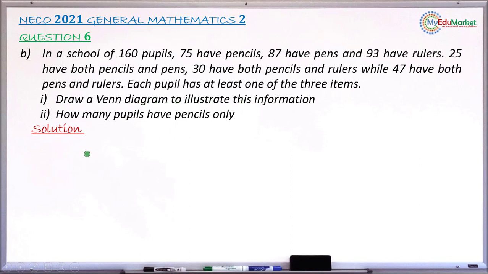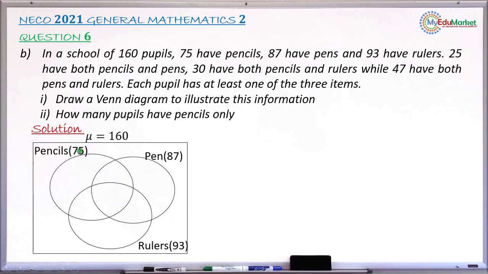So now, draw a rectangle like this with three circles. The rectangle represents the population of the pupils in that school, 160, so your universal set has 160 elements. You now have three circles overlapping each other. One represents those students with pencils, and there are 75 given in the question. Another represents those pupils with pens, and there are 87. And another represents those with rulers, and there are 93. So this is the Venn diagram, though it's not complete.